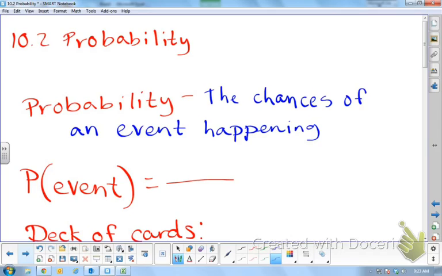So is our assignment kind of fun today? Ish? No. Well, because it's probability, so like deck of cards, you know. You'll actually get to use a deck of cards today.